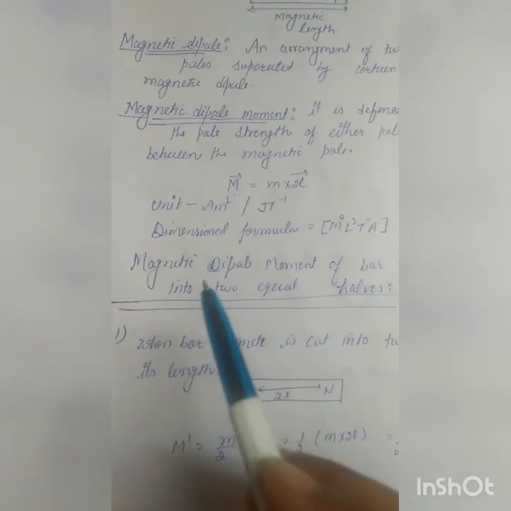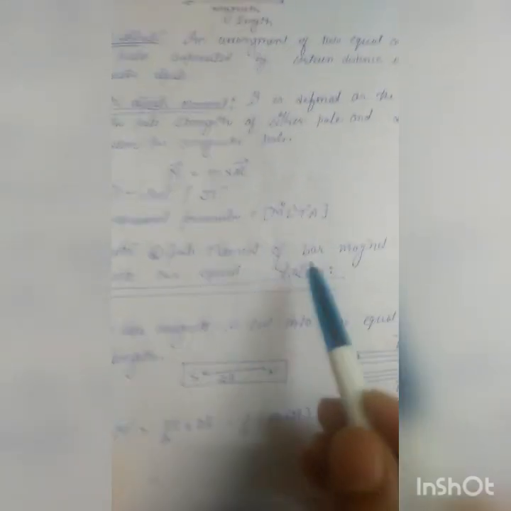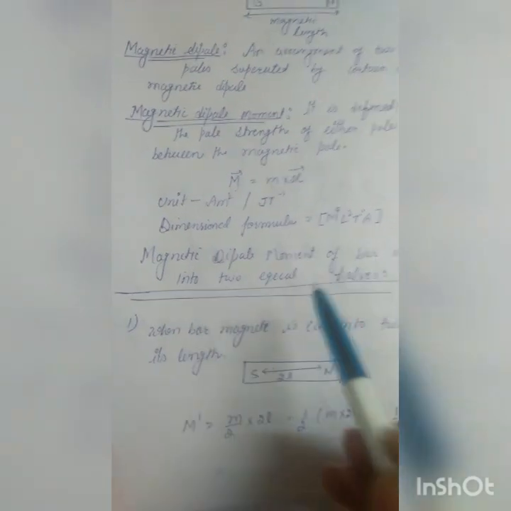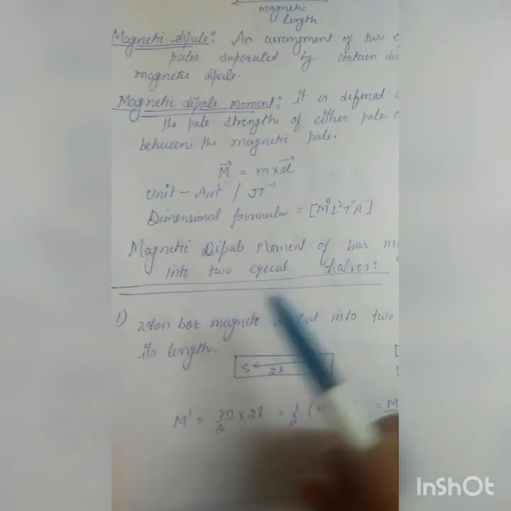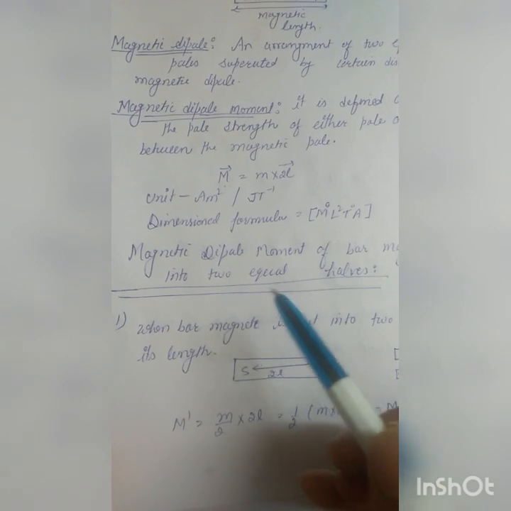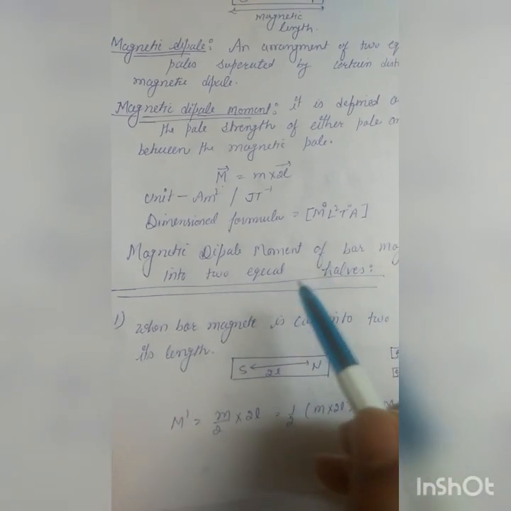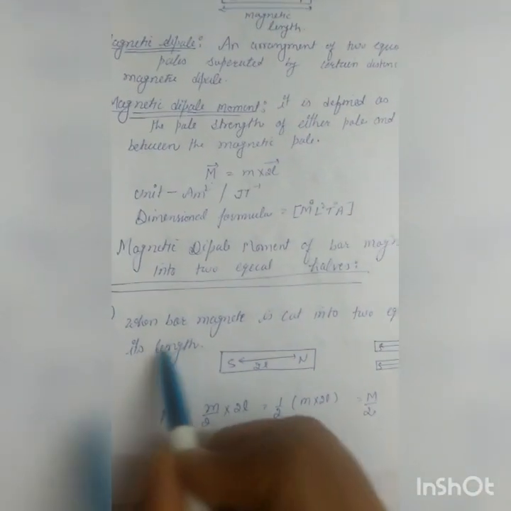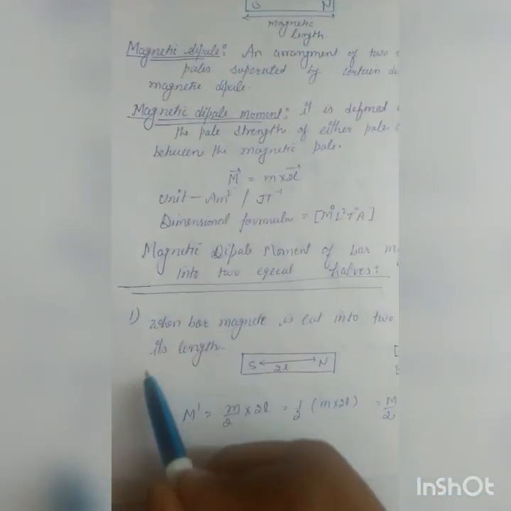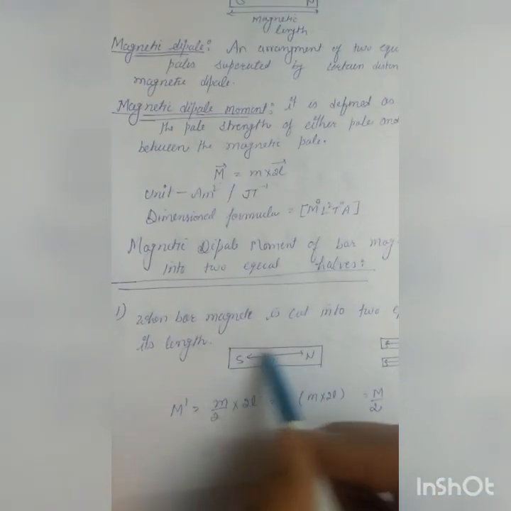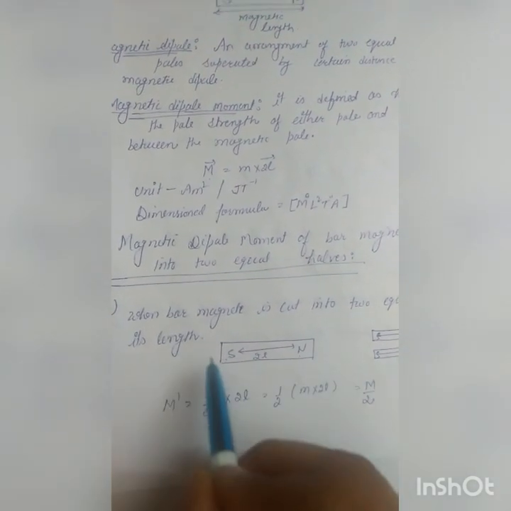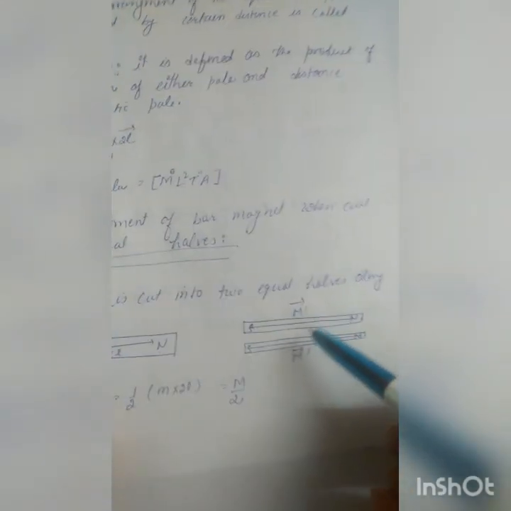Next topic: magnetic dipole moment of a bar magnet when cut into two equal halves. There are two cases: when the magnet is cut along its length and when it is cut perpendicular to its length. First, when the bar magnet is cut into two equal halves along its length. Let us take a dipole having a south pole and a north pole, and 2L is the dipole length. Cut it along its length. We have two dipoles.